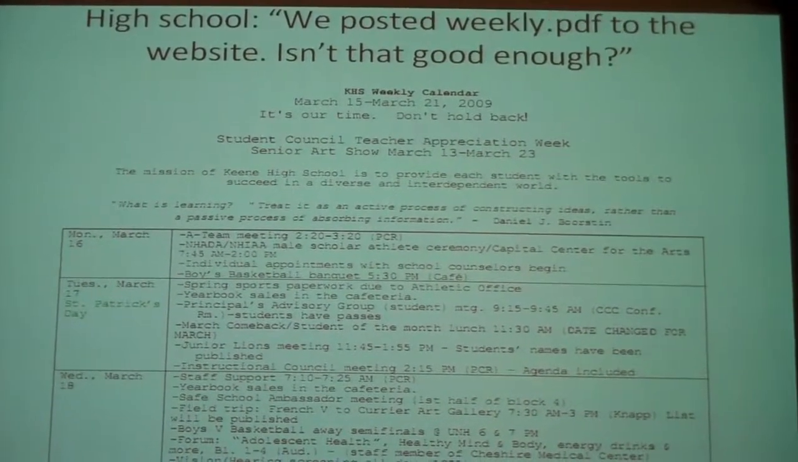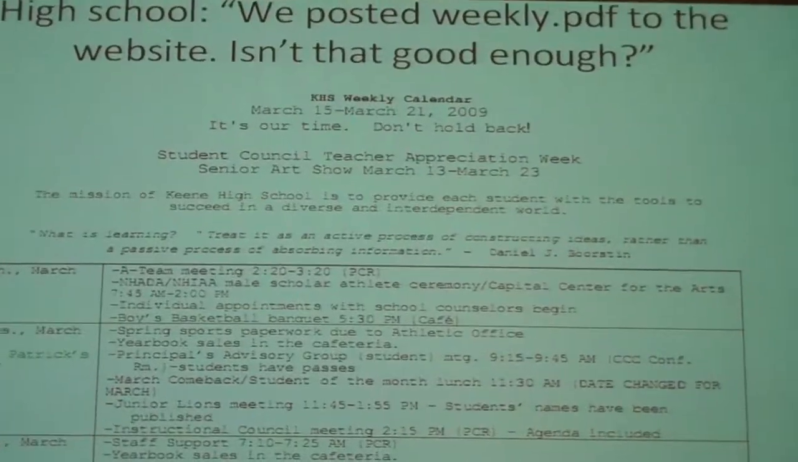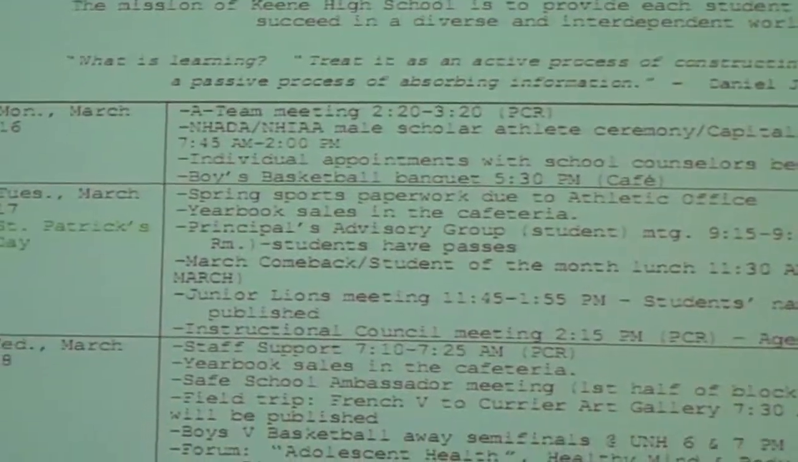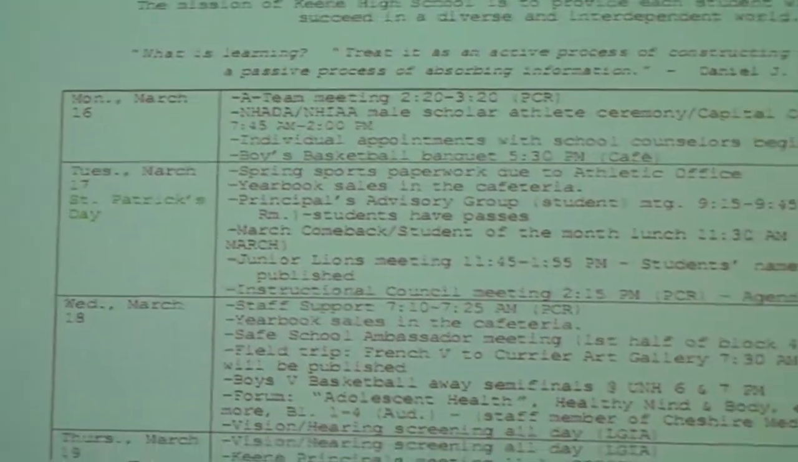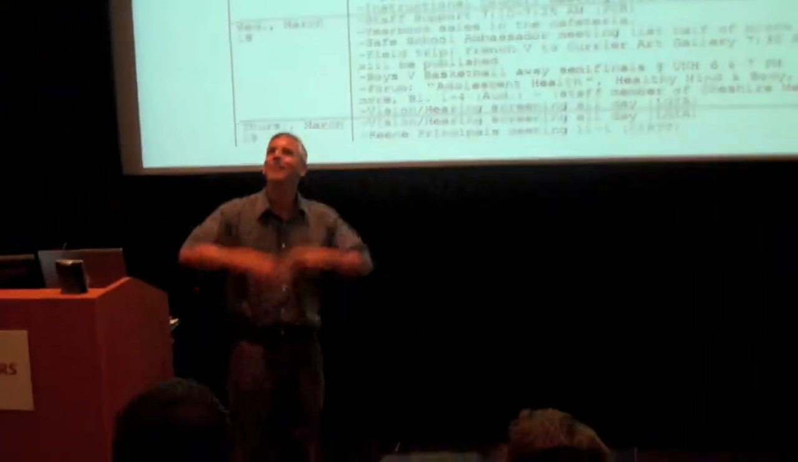So I had a conversation with my high school principal, and I said, it frustrates me, I can't find out what's going on at the high school. And he said, did you find weekly.pdf on the website? And I was like, yeah, I did. And that's great, Alan. If my kids' high school activities were the only thing in the world that I cared about, I could visit weekly.pdf periodically and read it, and I would know what was going on.